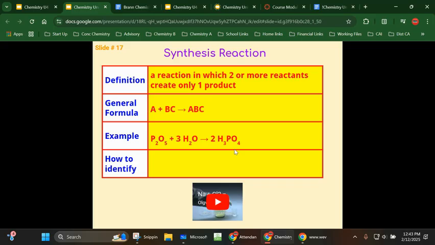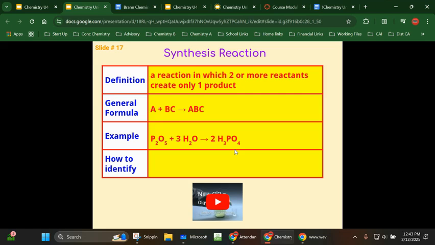Now there is an example there. Diphosphorus pentaoxide plus water would produce phosphoric acid. These 2 compounds coming together would make this one new compound. This is balanced by putting the 3 there and the 2 there. The 3 here comes from the fact that PO4 has a -3 charge. Okay?